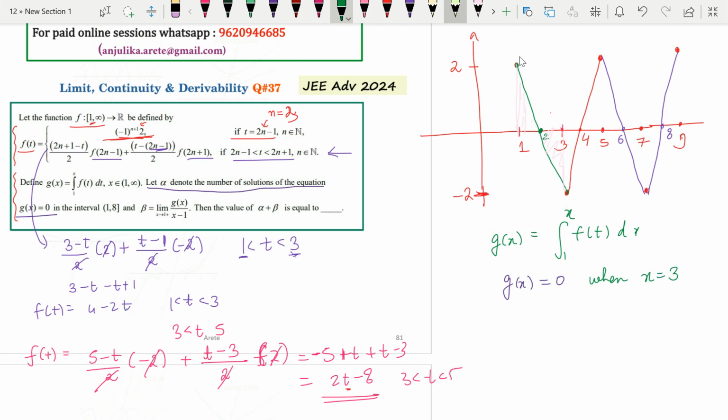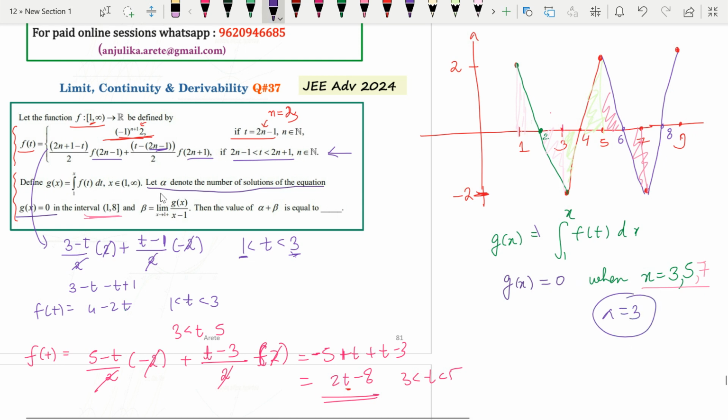What more? Even if you integrate this much, still your area is 0 till 5. See, equal and opposite, down, and this is up. So again you are getting 0 when your x is 5. Again you will be getting 0 if you take this and you also take this, 7. I can move on, but they're only talking about this interval 1 to 8. So from 1 to 8, I only get 3 points. So alpha is the number of solutions, so my alpha value is 3.